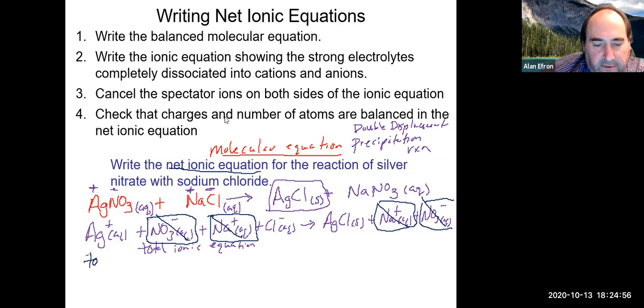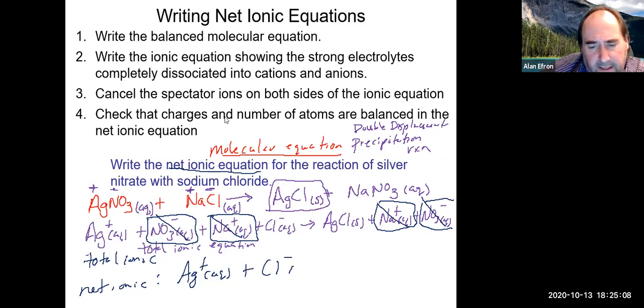So this is our total ionic we just wrote. So our net ionic equation would be what's left over, and that is our silver ion, which is really coming together with our chloride ion here. And those two are going to combine to make this solid that forms, which is known as silver chloride. Question on any of those steps there?